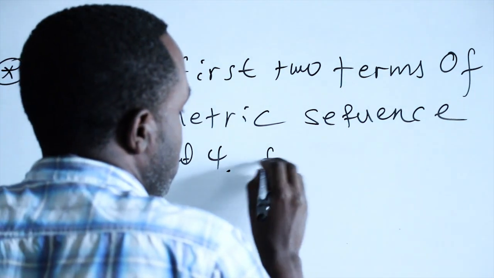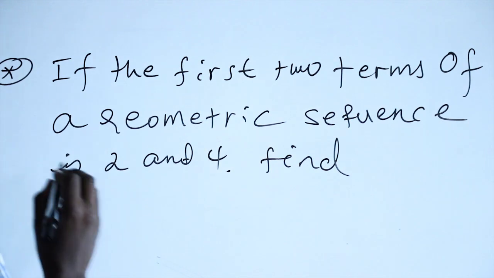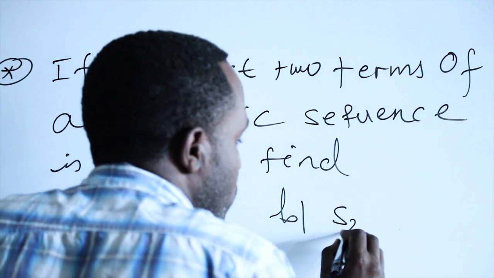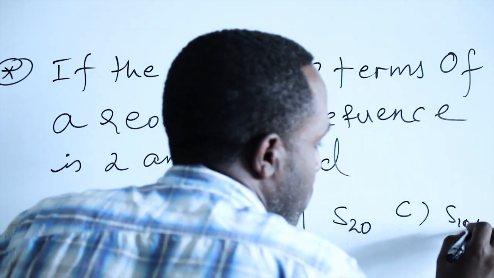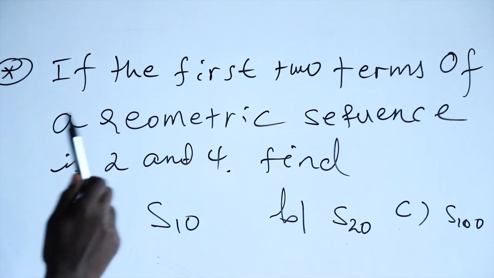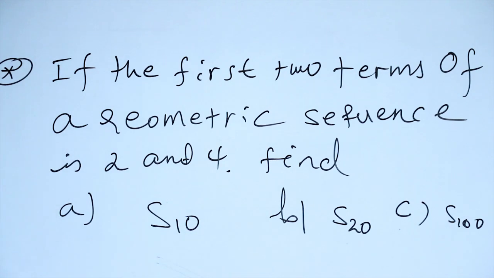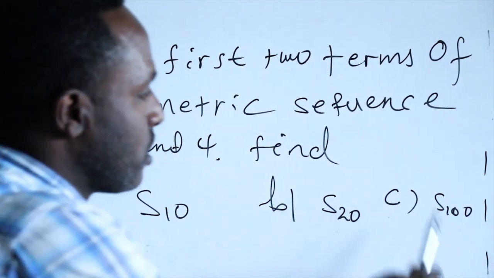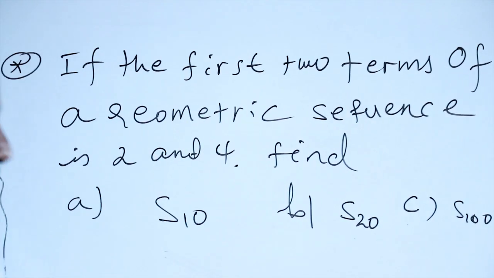Then find A, S10, B, S20, and C, S100. You have to apply the formula you have learned before, if the sequence is geometric and given the first term and the common ratio. So you can calculate S10, the sum of the first 10 terms of the given sequence, S20, the sum of the first 20 terms, and S100, the sum of the first 100 terms of the given geometric sequence.